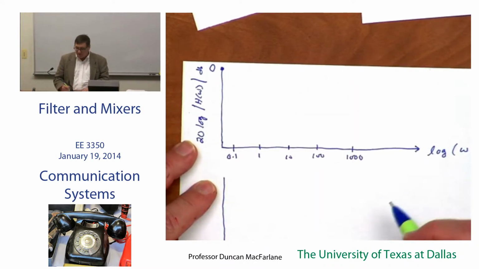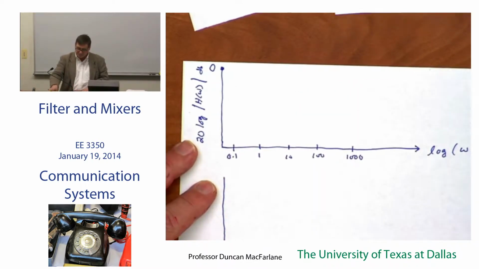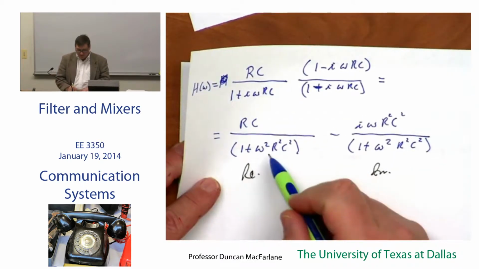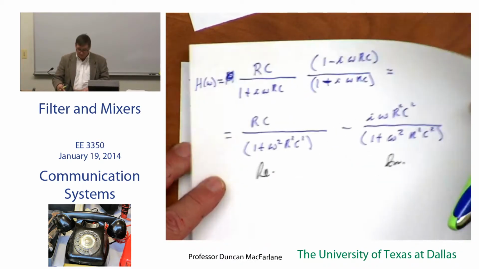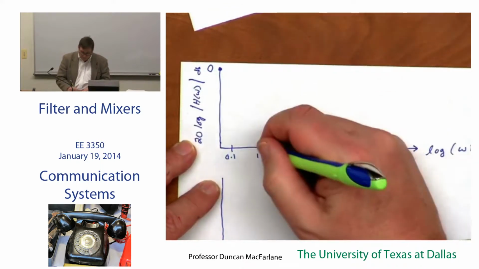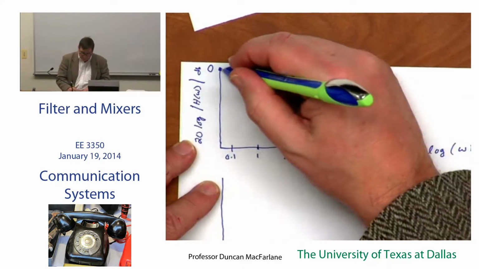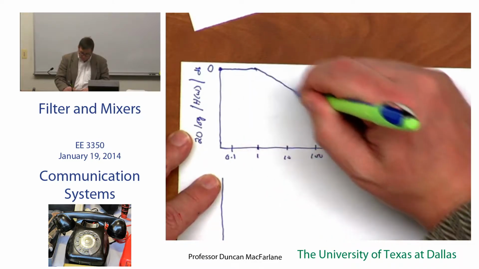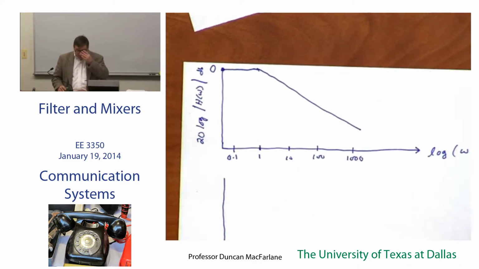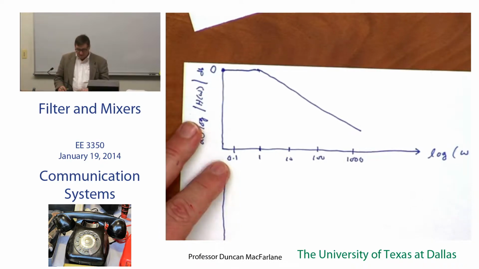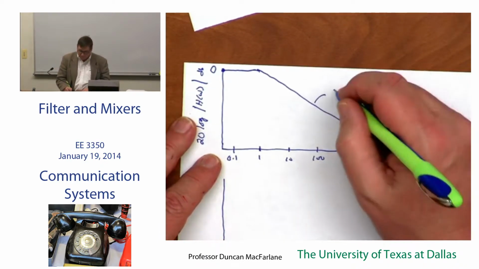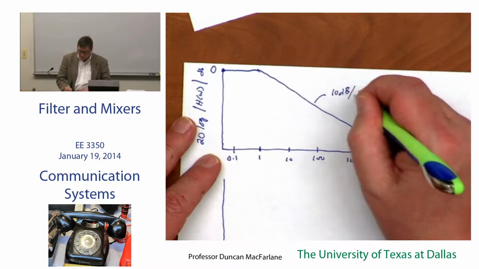In our transfer function, the turning point is at omega RC equals 1. And so that's where the 1 is. So if I want to be sloppy about this, I have a graph that looks like this, where this slope, I think, if I remember right, is 10 dB per decade.